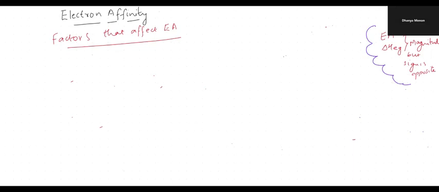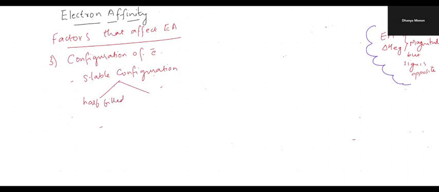Third factor is electronic configuration, the configuration of electrons. Now, if I have stable configurations like half-filled or fully filled.